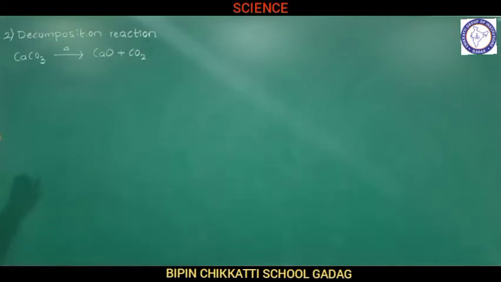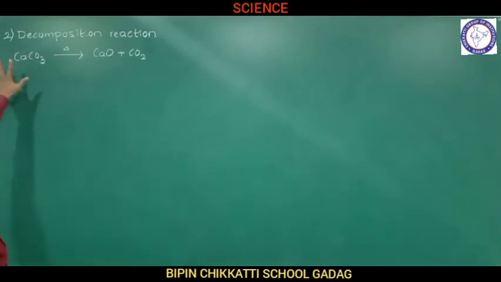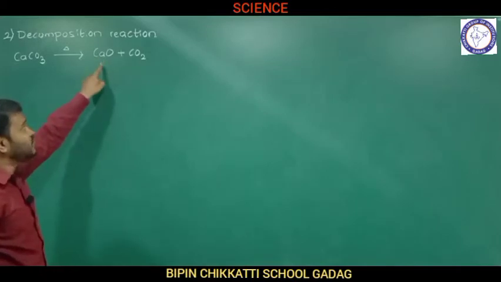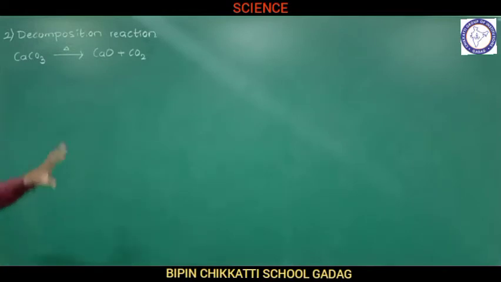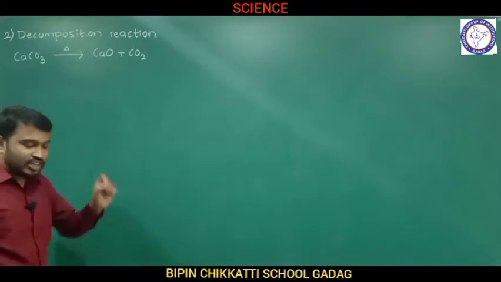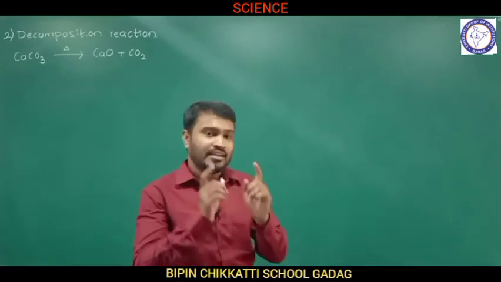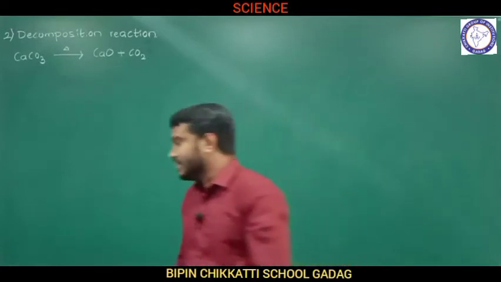So what has happened here? Calcium carbonate is one reactant, and due to the action of heat, from calcium carbonate you get two simpler products: calcium oxide and carbon dioxide. Calcium oxide we can also call quicklime, and carbon dioxide is the gas released. So from one reactant you get two or more simpler products, and such kind of splitting of a reactant we call a decomposition reaction. We will see some other examples for that.